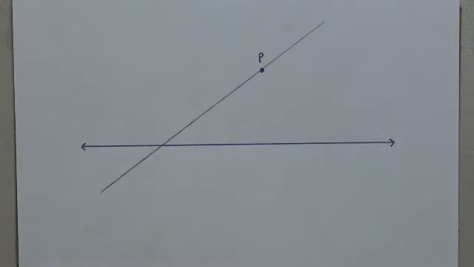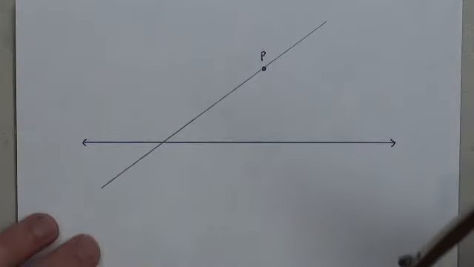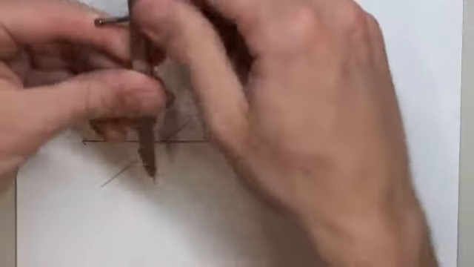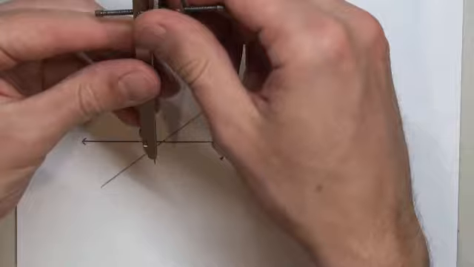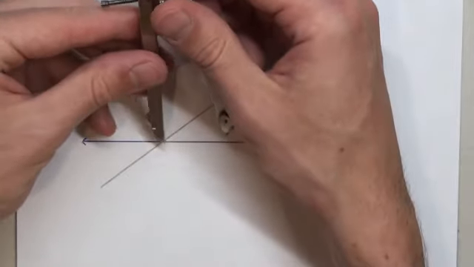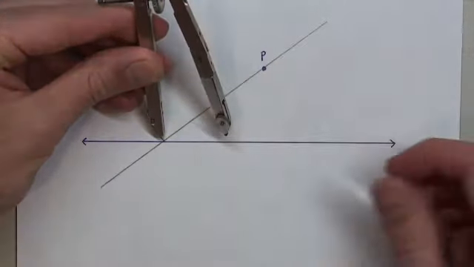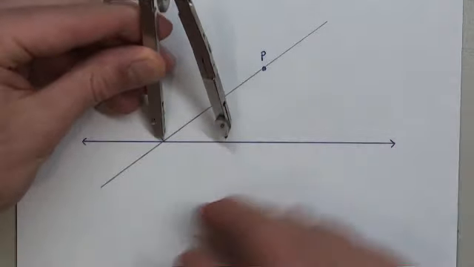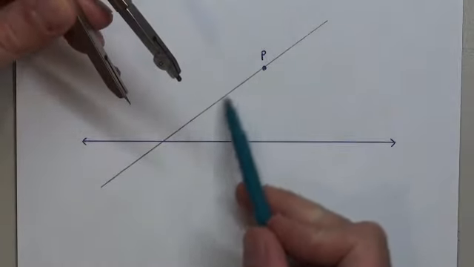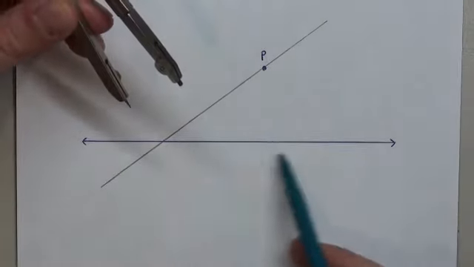So let's see if we remember how to do this. I put my compass point here. You can see this is the angle they're talking about right here. We're going to copy this angle up at this point. So I start with my point where those two lines cross, and I draw a little arc like that. I go to this point and I draw the same arc.